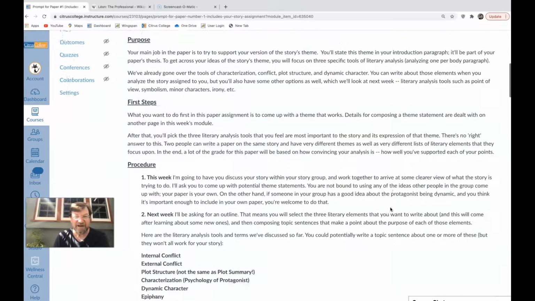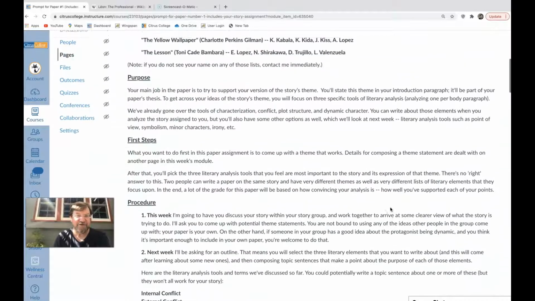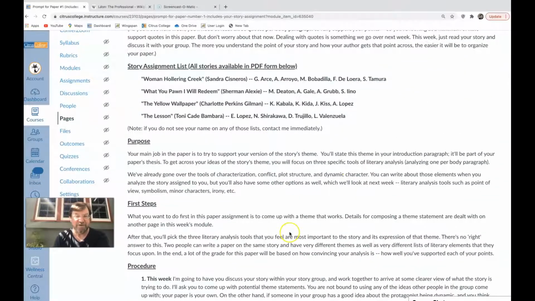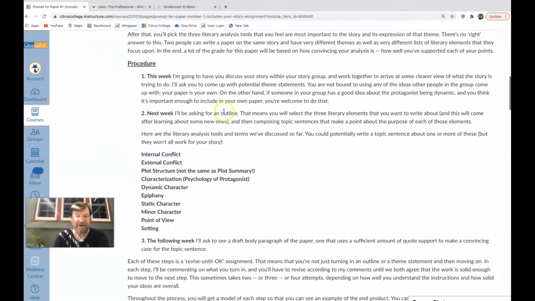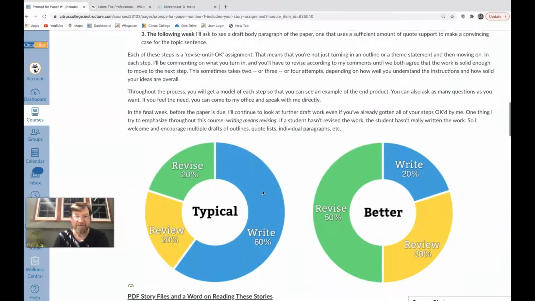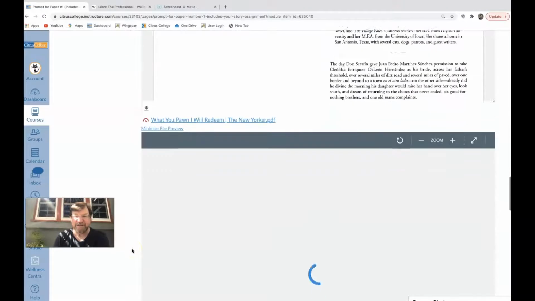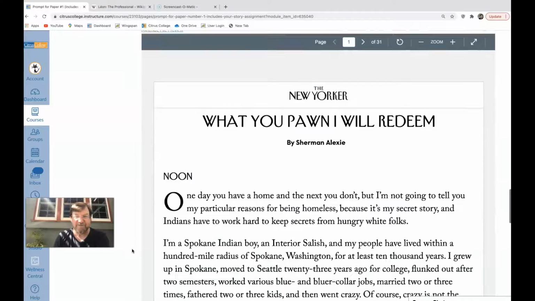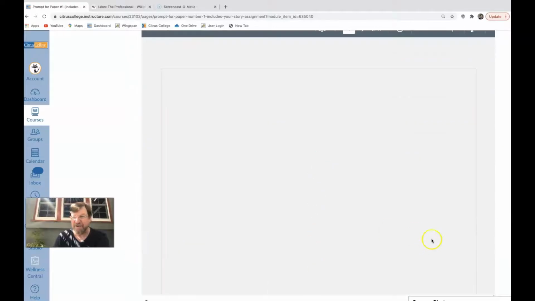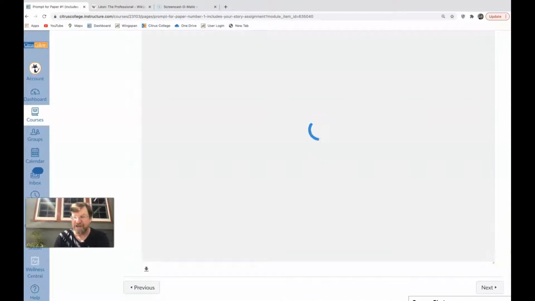So the stories themselves are all listed here at the bottom, but first you ought to read like what's going to happen with these stories. What am I supposed to be doing? I give you kind of a breakdown what you're going to be doing in this paper. The stories are all down here at the bottom in various PDF readers. If for some reason you cannot see your story, you let me know. Again, you only do the story that you were assigned.